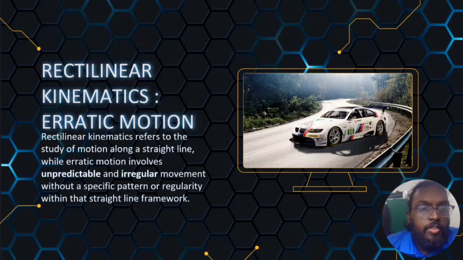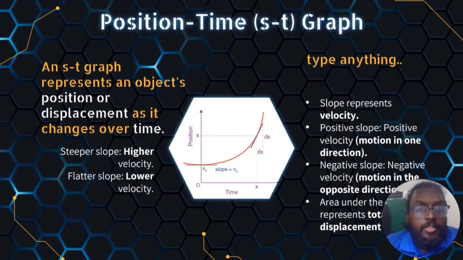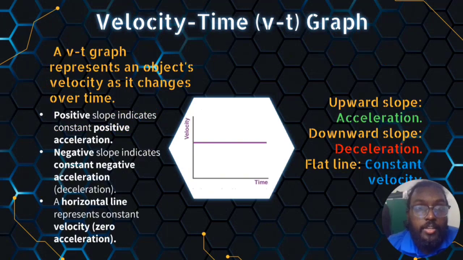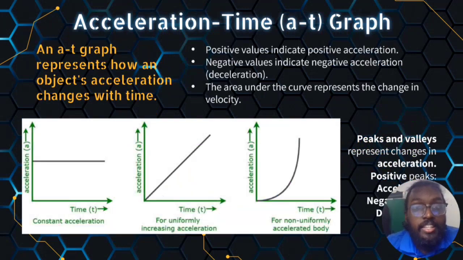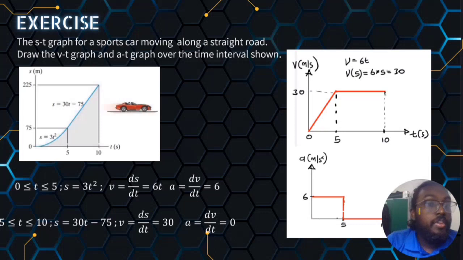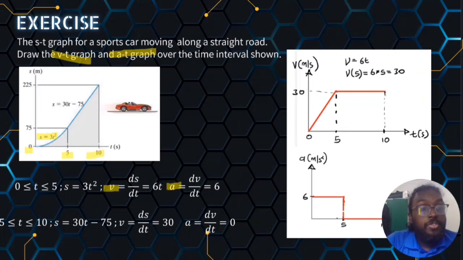Now let's have a look at erratic motion. First is a position time graph. Second, we have the velocity time graph. And finally, we have the acceleration time graph. So we are given the s-t graph and we are asked to draw the v-t and acceleration time graph. We will divide the graph into two, which is 0 to 5 seconds and 5 seconds to 10 seconds. By using the equation given for 0 to 5 seconds, we will differentiate once to get the velocity and differentiate twice to get the acceleration. Same goes for 5 to 10 seconds.